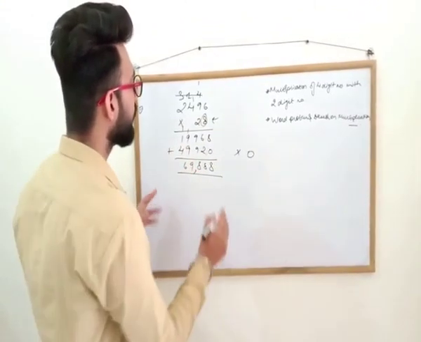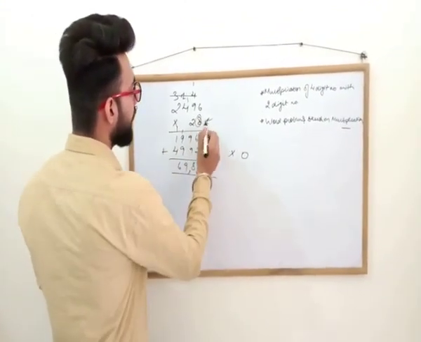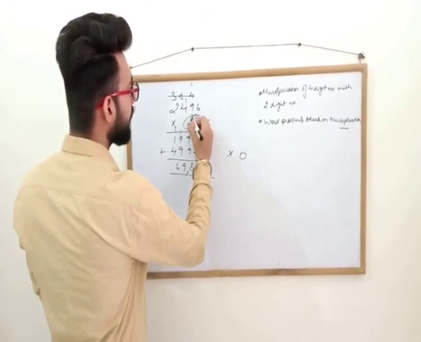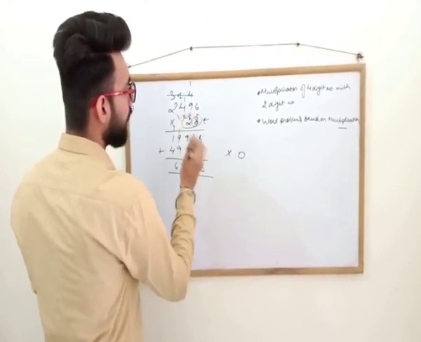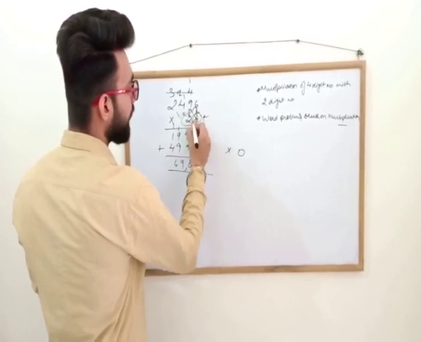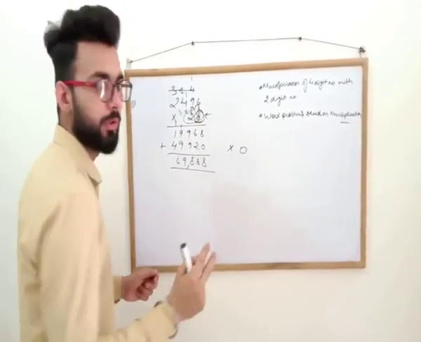In this manner, we need to keep one thing in mind: we need to multiply starting from the ones digit. We cannot start this way, we will only start this way, from this very number, 8. Okay, moving on to the next.